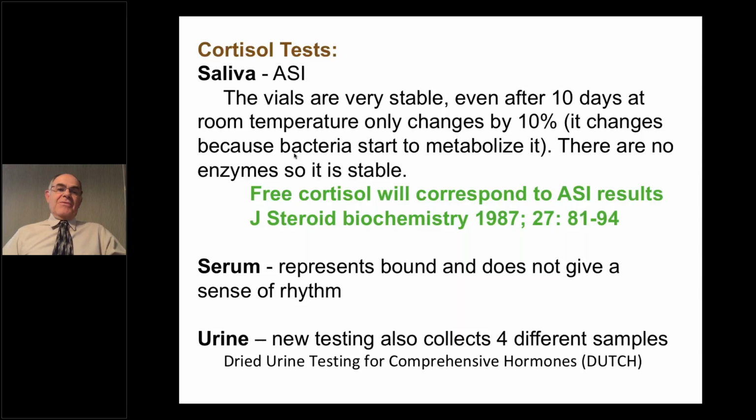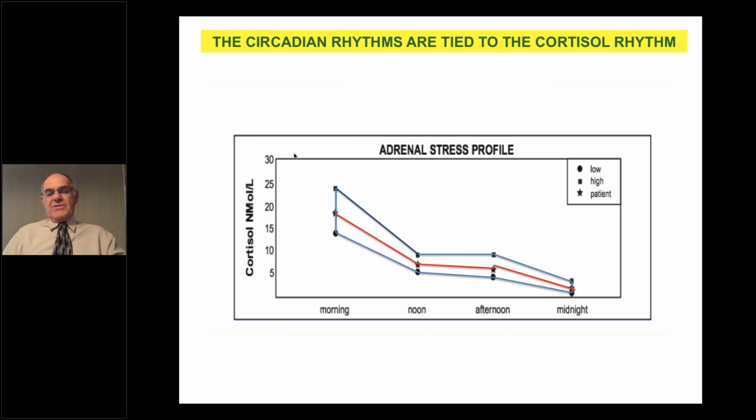One of the advantages of saliva, of course, is you can do it at different times in the day, and you can get the rhythm, trying to follow the natural circadian rhythm that somebody has. We can also measure things in the serum. We can also measure it in the urine using 4 different samples.